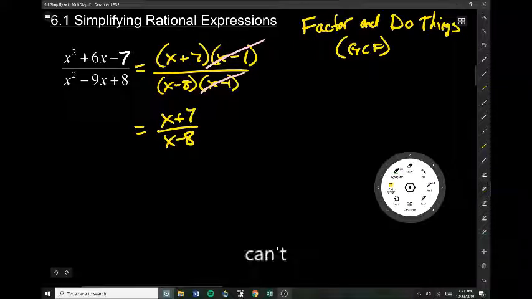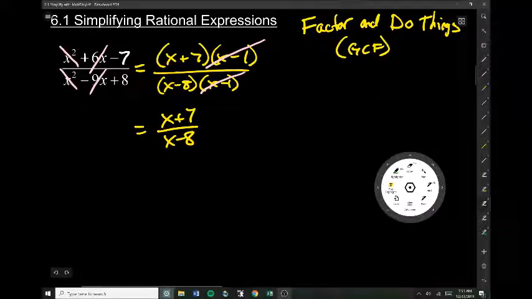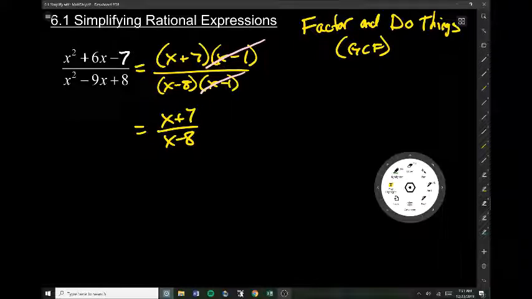Notice I can't try to cancel these in advance or try to cancel these in advance. If something has a plus or minus next to it, it's not going to be able to divide or cancel. You have to cancel whole entire factors, not just parts of things or things with plus or minuses next to them that aren't just their whole factor.